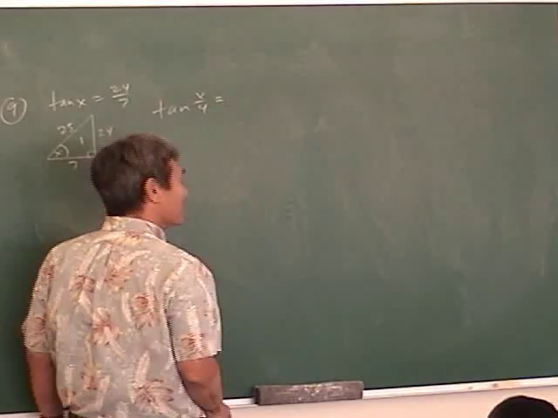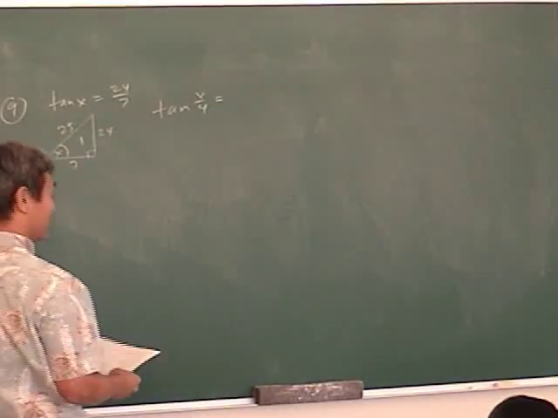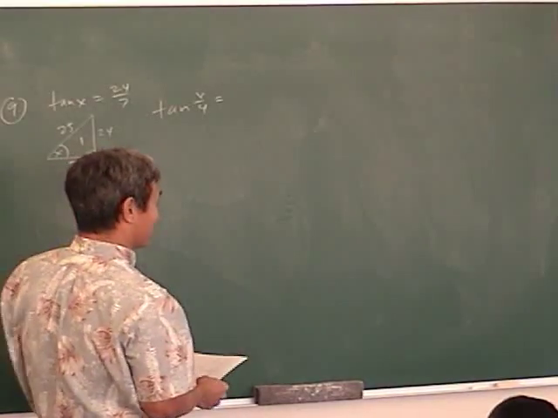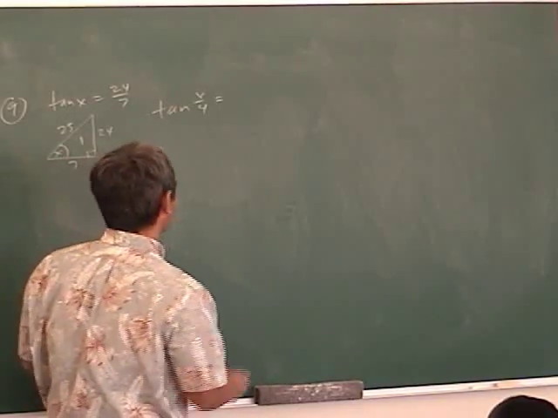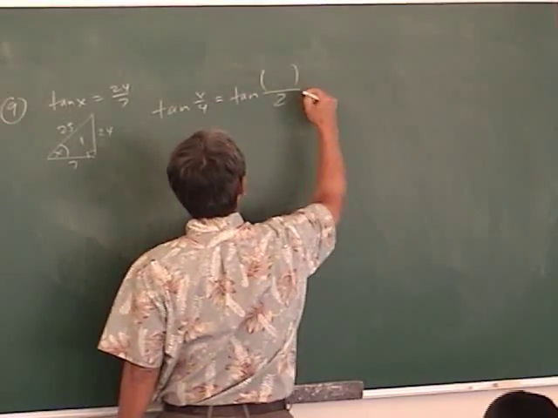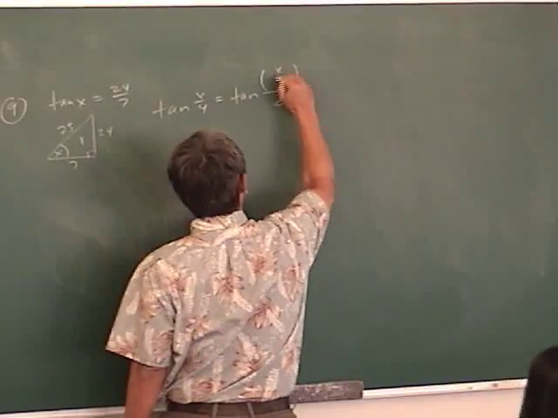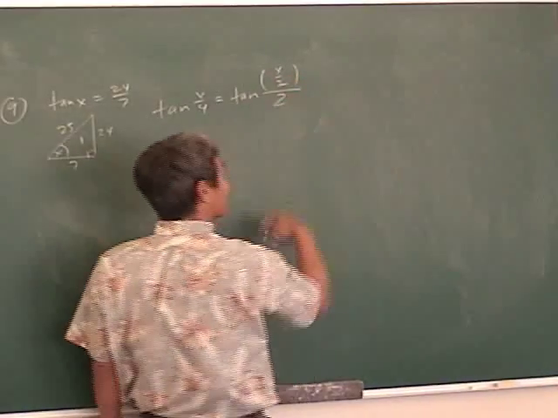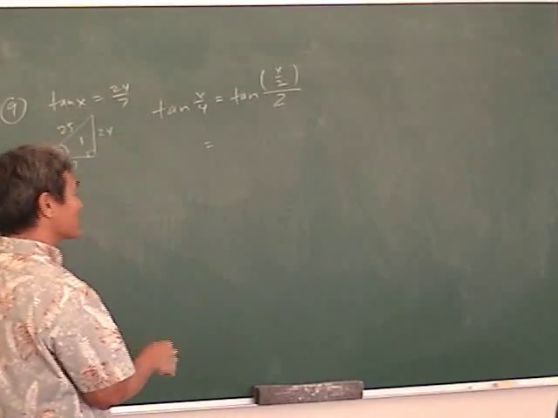Can I write that as a sum or difference? What do I do? Half of something? Yeah. Isn't x over 4 half of something? X over 2, right? Now, tangent of theta over 2. There are 3 identities. Which was the best one I told you?